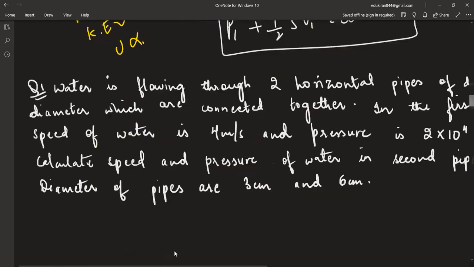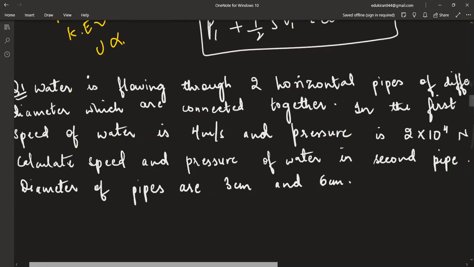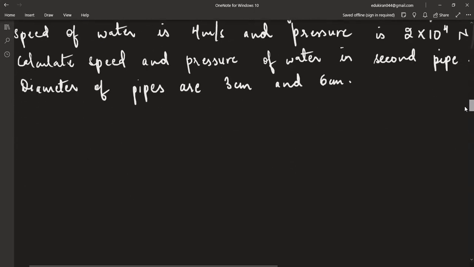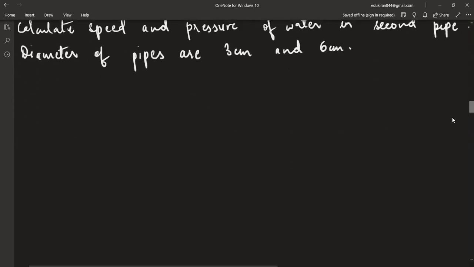Suppose the question says water is flowing through two horizontal pipes of different diameters which are connected together. In the first pipe, speed of water is 4 meter per second and pressure is 2 into 10 to the power 4. Calculate speed and pressure of the water in the second pipe. Diameters are given.